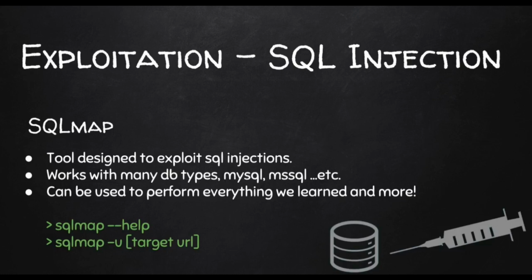In all of the lectures so far, we were exploiting SQL injections manually. So we were injecting the code into the URL or into the text boxes. In this video, I'm going to show you a tool called sqlmap, which allows you to do everything we learned so far and even more stuff. This tool can be used against MySQL databases, which is the one that we were having the example on. It can also be used against Microsoft SQL, Oracle, and other database types.